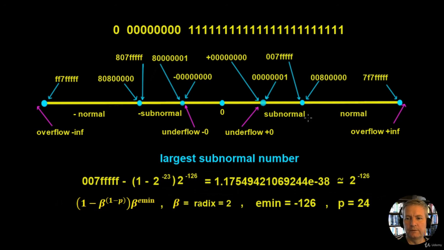So that's us finished with this junction. What we'll do is we'll move on in the next video and we'll look at the next junction down. So this is the junction between the smallest subnormal number and an underflow to 0 plus.